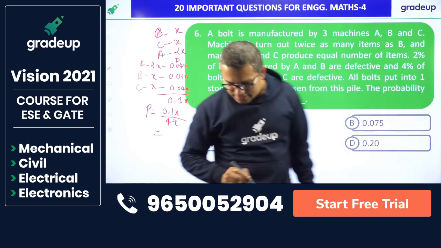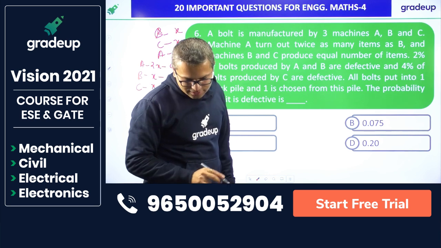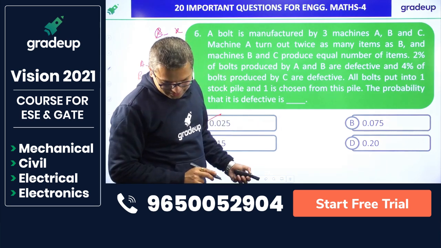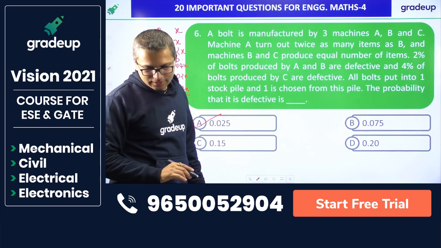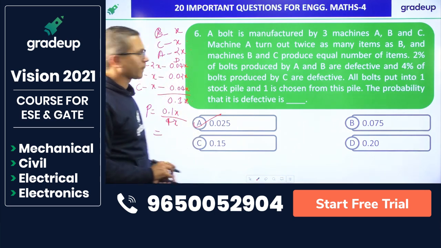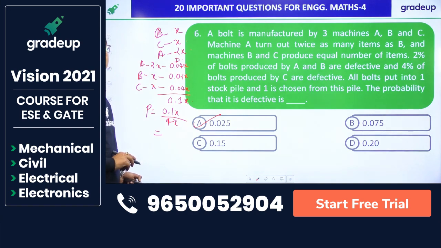So yes, Sai says A, Nilesh says B, Sandeep says C. So A is the correct answer, guys. Mohit also said A. Okay, good, fine. So this is how it should be done.